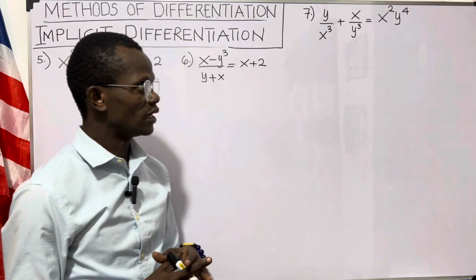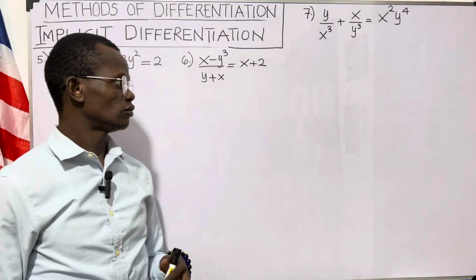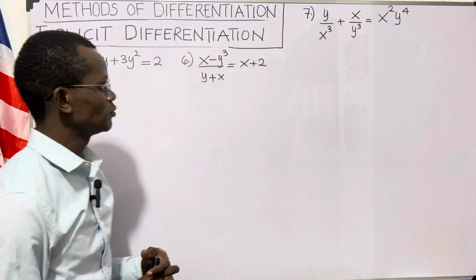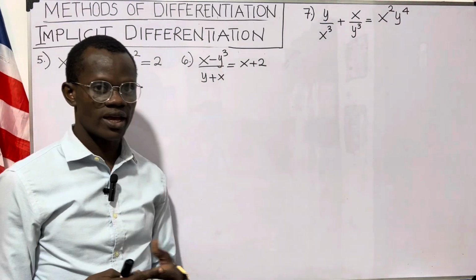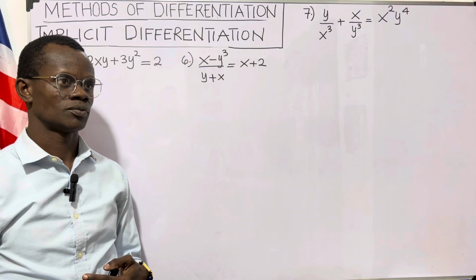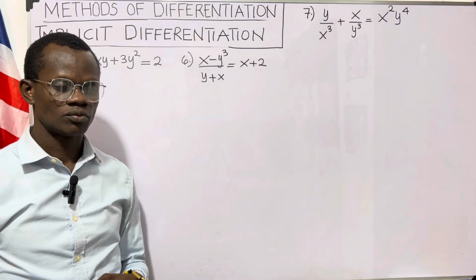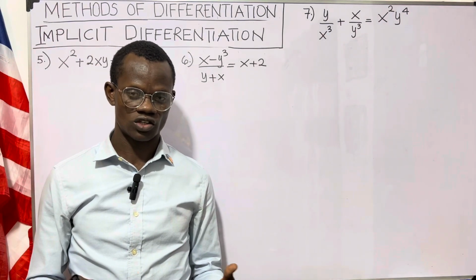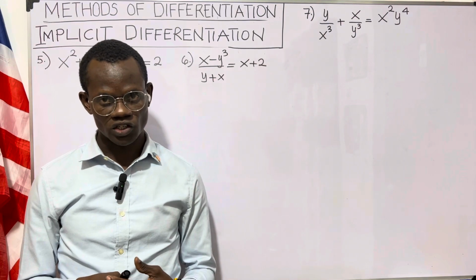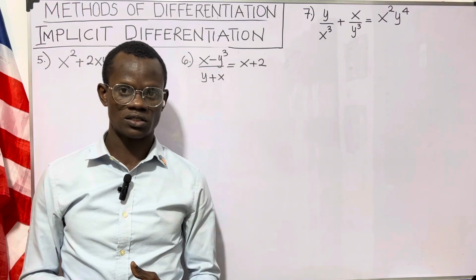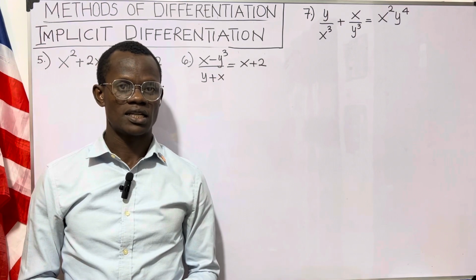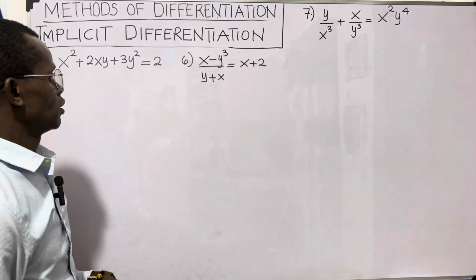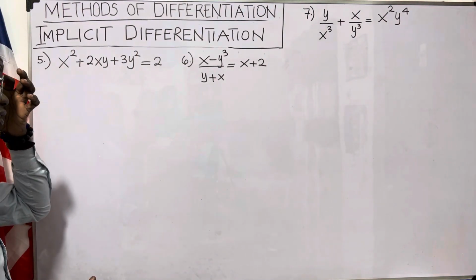So in this lesson, we want to look at three additional problems under implicit differentiation. From the previous lesson, we said whenever you have an equation where x and y are mixed up and y is not the subject of the equation, then that equation is an implicit equation. But if y is the subject of the equation and on the other side is just one variable, it is an explicit equation. So we want to look at questions 5, 6, and 7.